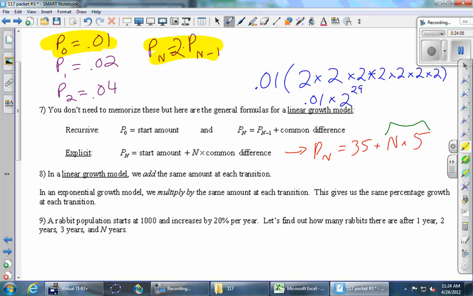Much better is the explicit way. Pn equals, okay, I had to take my starting amount. What was it? It was 0.01. And then I had to multiply it by a whole bunch of 2's. How many 2's? In our example, it was 29. In general, it's n. Actually, it is n minus 1 if you start on the first day.